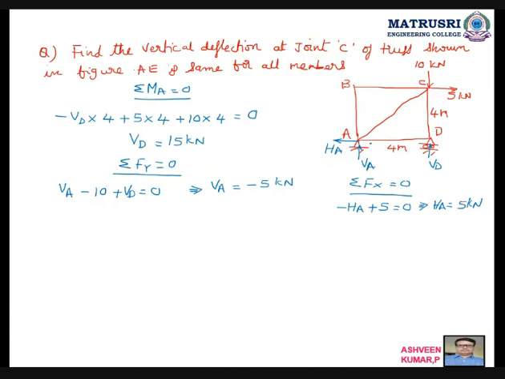Then, just like your method of joints, I have calculated the support reactions. Then we will go for the forces in all the members. If I take joint B, you can see no load is there. So BC and BA will become 0. If two members are perpendicular to each other and there is no load, then the two members will become 0.